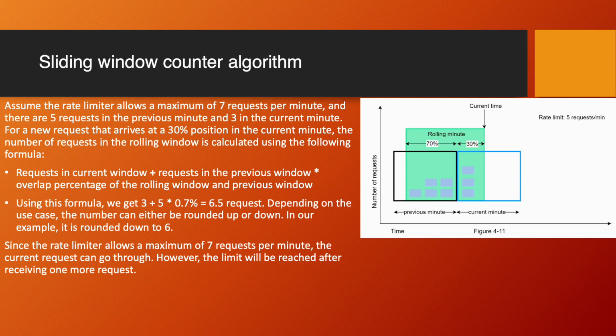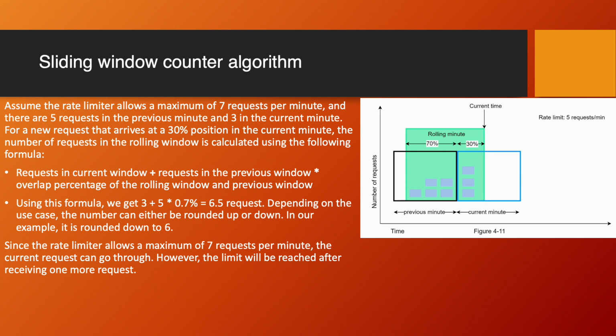So assuming the rate limiter allows a maximum of 7 requests per minute and there are 5 requests in the previous minute and 3 in the current minute, for a new request that arrives at a 30% position in the current minute, the number of requests in the rolling window is calculated using the following formula. Requests in the current window plus the requests in the previous window multiplied by the overlap percentage of the rolling window and the previous window, we get 3 plus 5 times 70%, which is equal to 6.5 requests.